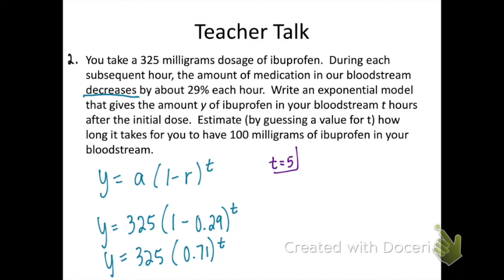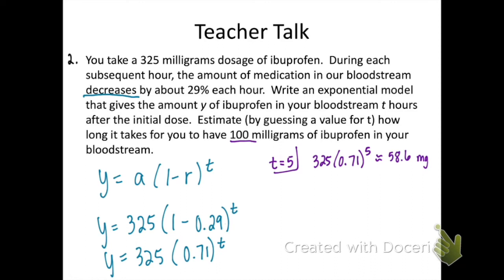I'm going to start by testing 5 first. I just kind of picked a number out of thin air, to be honest. So if I plug 5 into my equation, put that in my calculator, I get approximately 58.6 milligrams, which is obviously way too low because I want to know when we have 100 milligrams.